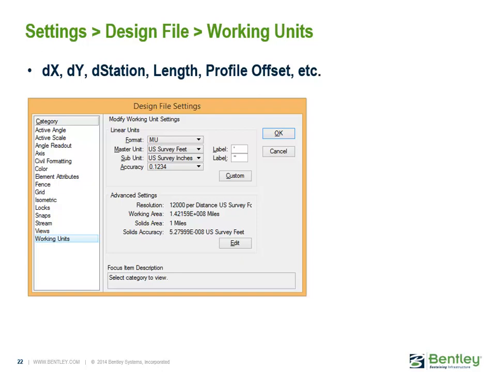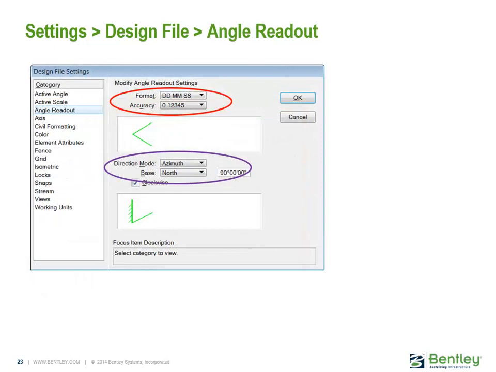And for certain methods such as delta X, delta Y, delta station, length, profile, offset, etc., when you're putting in numbers, keep in mind that if there's not a specific setting for those, the accuracy or the rounding will be handled by the working unit settings under the Design File dialog. The same thing is true here, for example, with the angle readout. Civil AccuDraw doesn't have its own option for angle readout. It just uses the MicroStation settings.